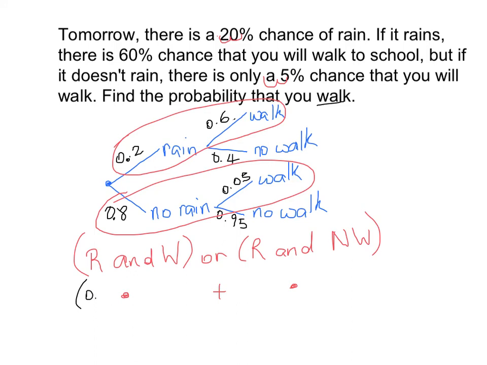So let's see what happens here. Rain, 0.2, and walk, so times 0.6. Or, so we add no rain, 0.8, and walk, times 0.05. And when you calculate that, you should get 0.16.